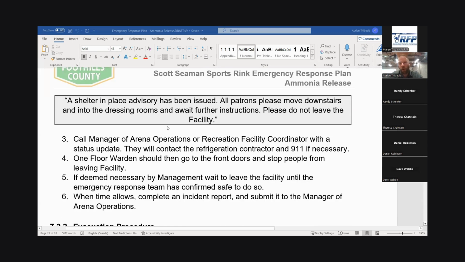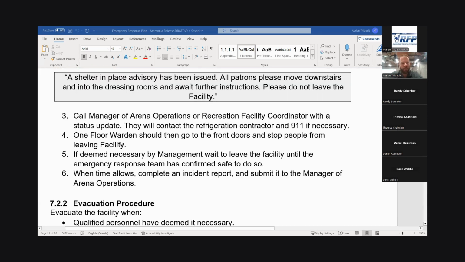So we just have bullhorns. Like I said, we've got a bullhorn in the pre-entry room, so we can go: a shelter in place advisory has been issued. All patrons, please move downstairs into the dressing rooms and await further instructions. Please do not leave the facility. So that pretty much nails it down.